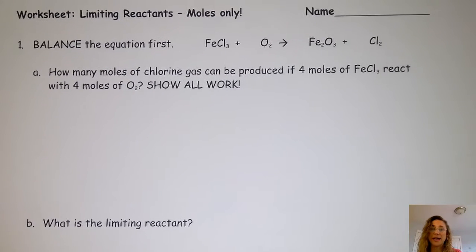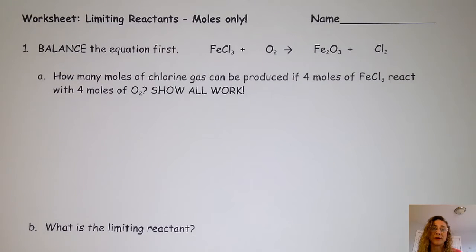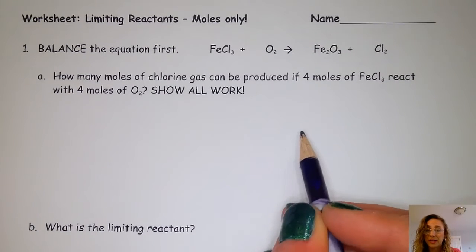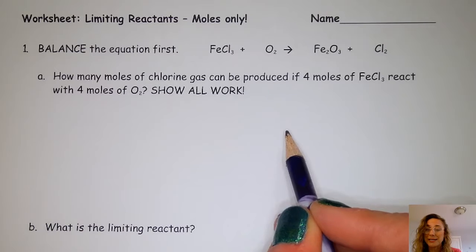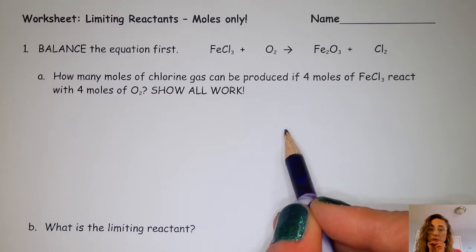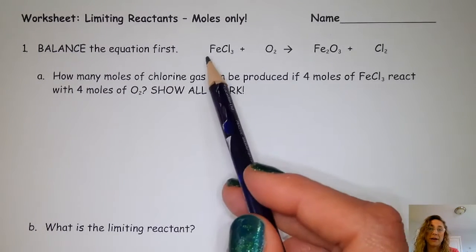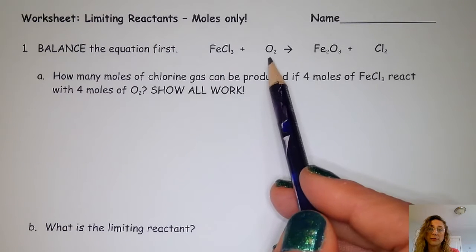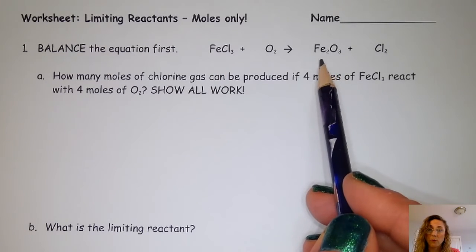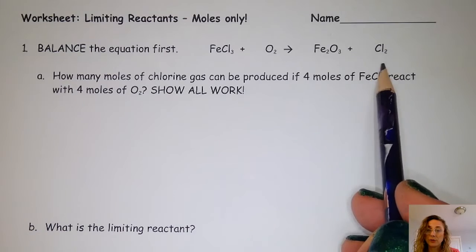So how do you want to tackle these? First things first, this does not have a balanced equation. And we need a balanced equation because we need to know the ratios of the reactants versus how much product we're going to form. So in this reaction, we have iron chloride reacting with oxygen to form iron oxide and chlorine gas.